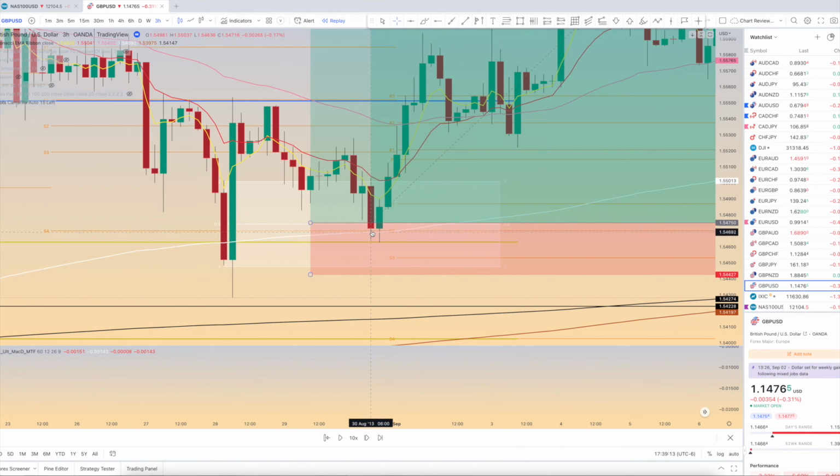It did not close. It wicked past it, did not close. Rejected from it twice. 4 indicators, guys. I'm putting my fingers up. I know you can't see them, but 4 indicators tell you that this was a perfect entry. 4 indicators.